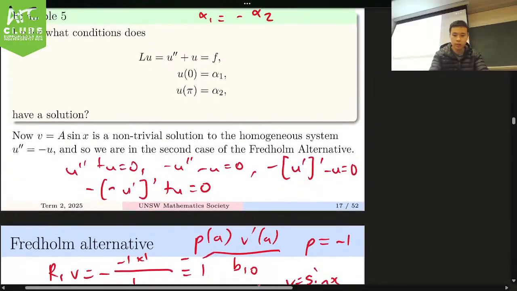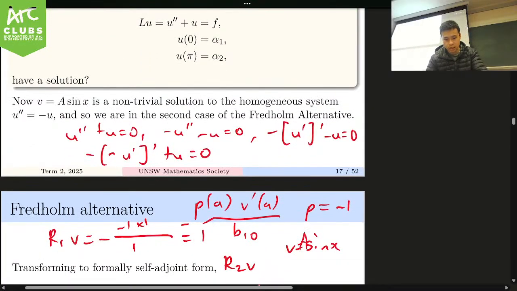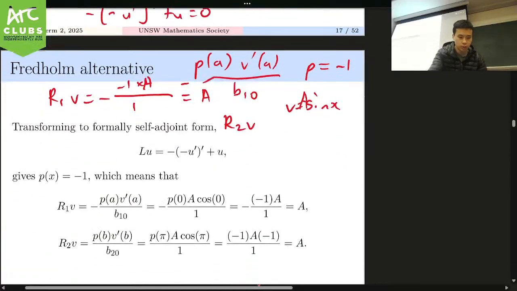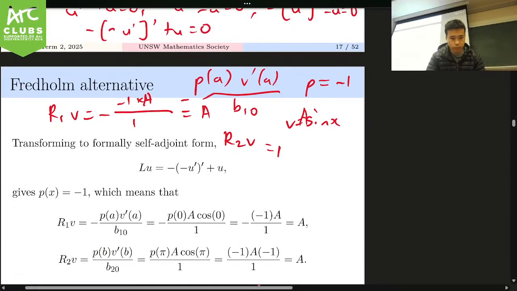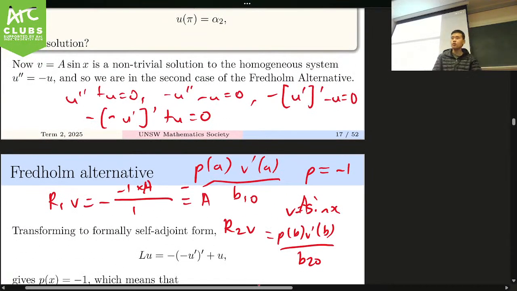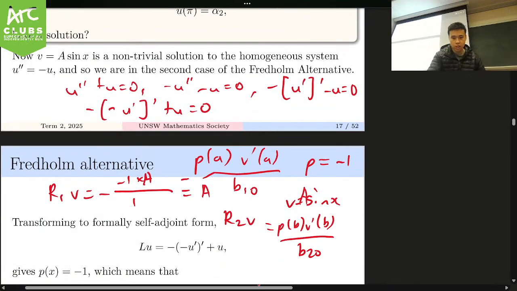Oh wait, sorry. The v here, there's meant to be an a. It's just the arbitrary constant of a essentially. Okay, so then for R2, again, P B V dash B over B1 0. Okay, yeah. So once again, we're not going to use the other formula because most likely it's going to be a 0 and 0 case. But here, we're going to guarantee it's not going to be the case.